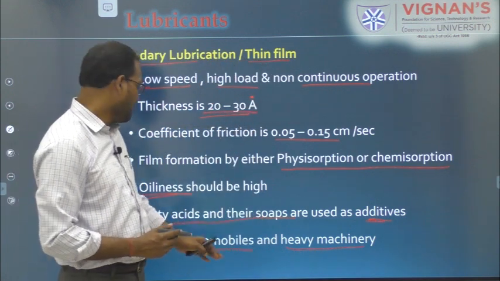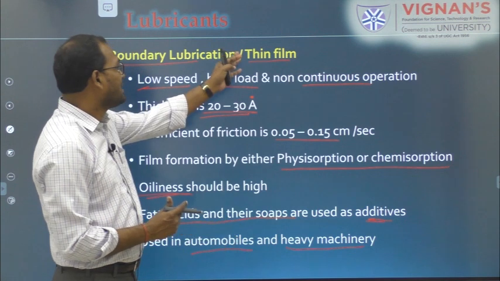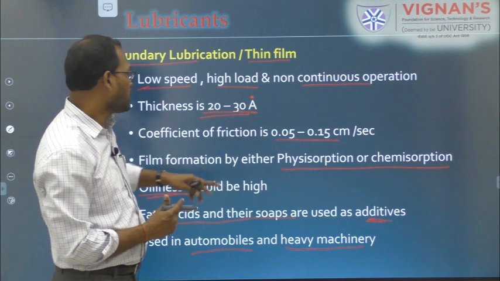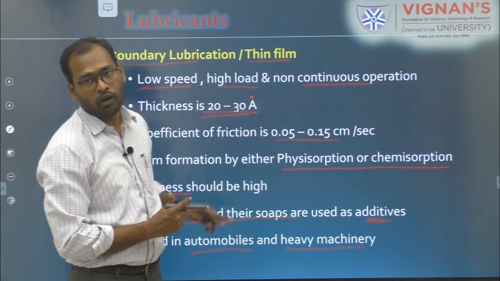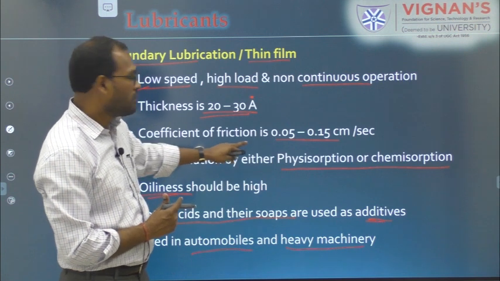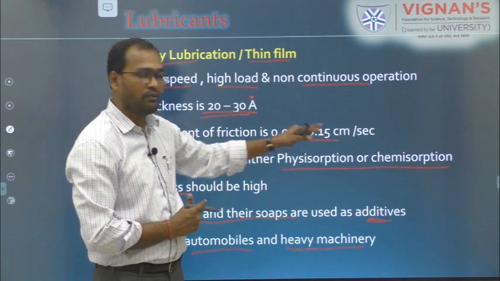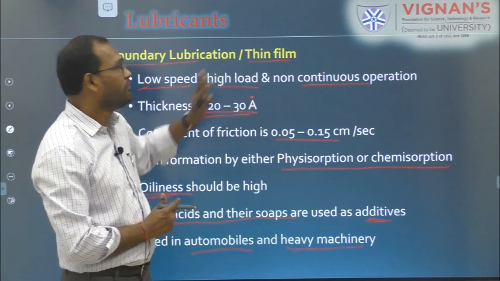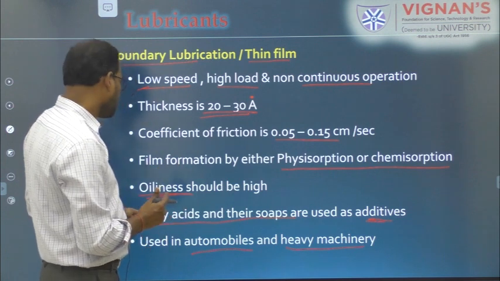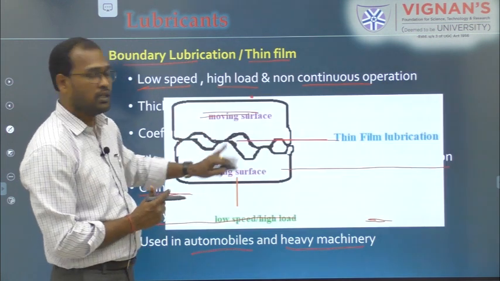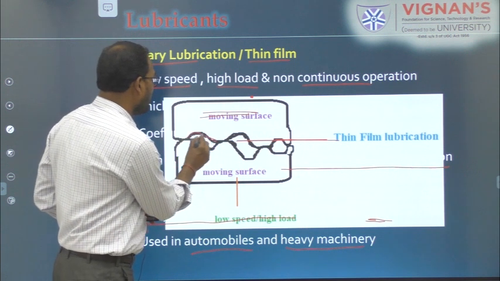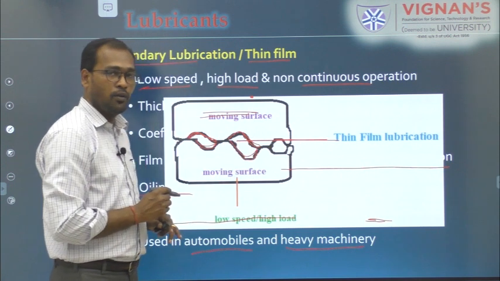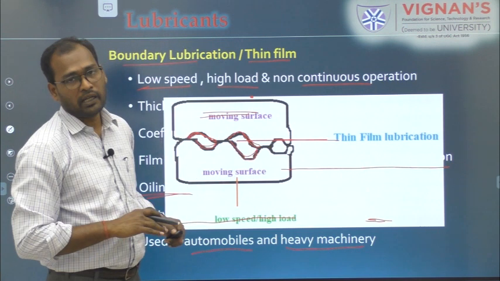Okay, so in heavy machineries and automobiles, this kind of thin film mechanism has been used, and the thickness, as I said, will be around 20 to 30 angstrom, and it is used in a non-continuous operation, and the coefficient will be in the range of 0.05 to 0.15 centimeter per second, which is very higher compared to the thick film mechanism. Okay, right. Coming to the last one, this is the image where the lubricant forms at the surface by either chemisorption or physisorption. Once it forms, then it will give the lubricating property.